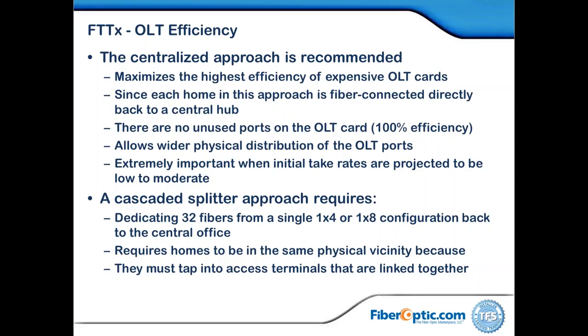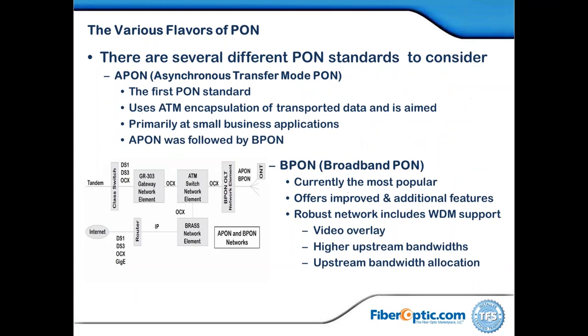The other one is cascaded splitters, where we can dedicate 32 fibers, go to a single 1x4 or 1x8 back to the central office. This would be at, say, the FTTH at the, say, top of the neighborhoods. It would require homes to be in basically the same vicinity, and the access terminals would have to be at the top. Now that's all we meant by that, if you can picture the physical structures.